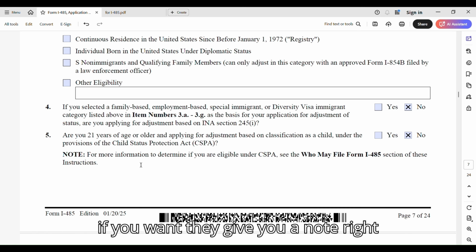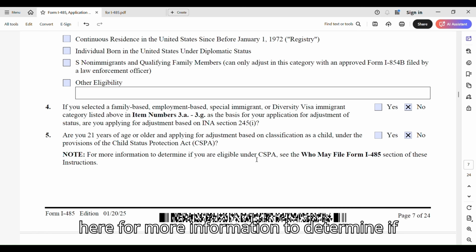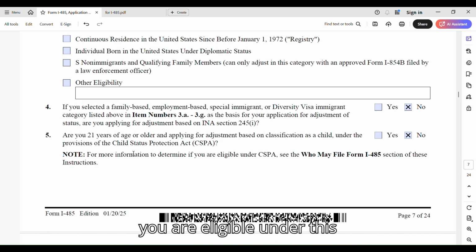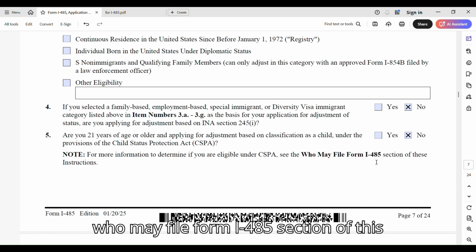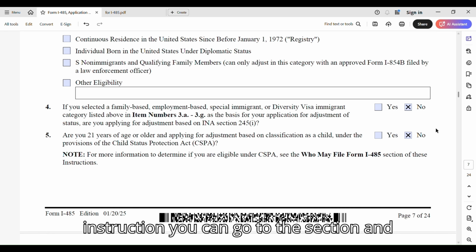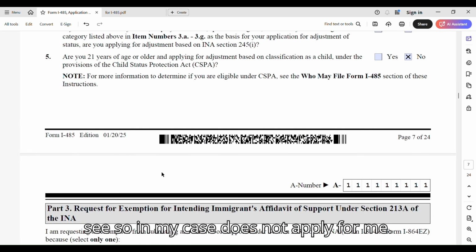If you want, they give you a note right here. For more information to determine if you are eligible under this Child Status Protection, see who might file Form I-485 section of this instruction. You can go to the instruction and see. So in my case, it does not apply for me.